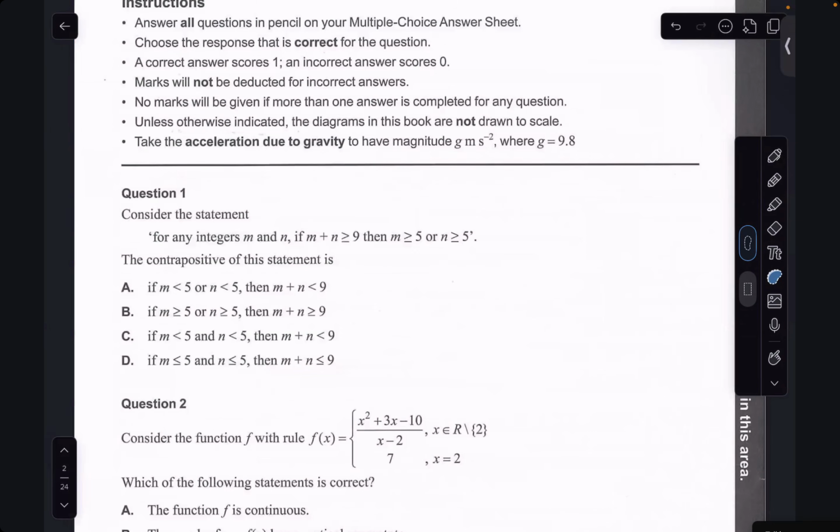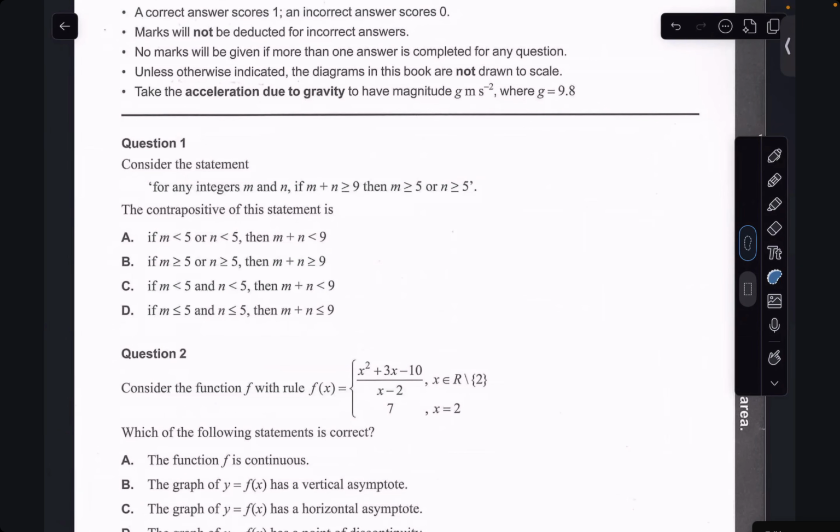Consider the statement, and its contrapositive. So the contrapositive is not that. So m is less than 5, n is less than 5, implies not this. So m plus n is less than 9.